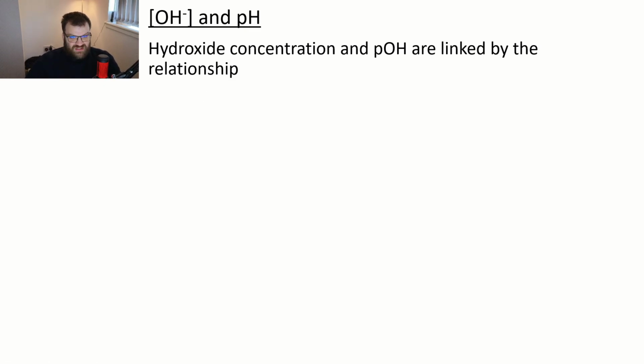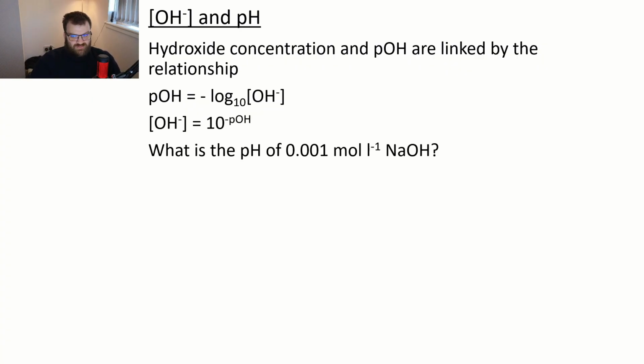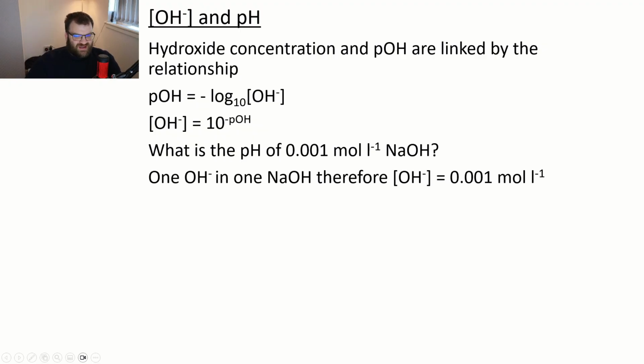There is also a relationship for the hydroxide ion concentration and the pOH. That is minus log to the base 10 of the concentration of hydroxide ions. If we're asked to work backwards, it would be 10 to the power of minus pOH. And here we're asked for the pH of this chemical. We are told information about the OH-. There is one hydroxide ion within it. That means that concentration is the one we're going to use.